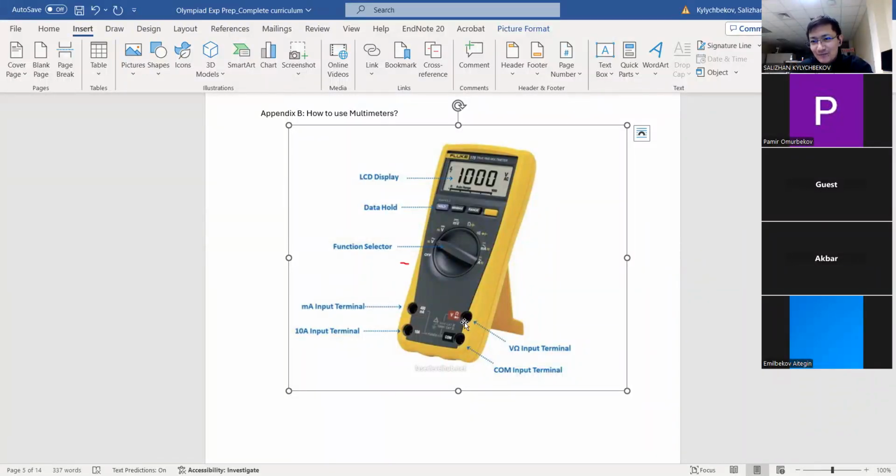Instead of plus current, you get minus current. Instead of plus voltage, you get minus voltage. But for resistance, it doesn't matter. Either way, you get the same resistance value because it doesn't depend on the direction of the current. So one of the port wires always goes to COM, and the other depends on voltage, ohms, or current.